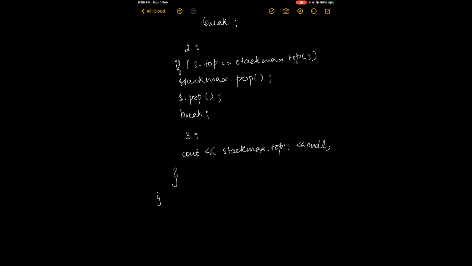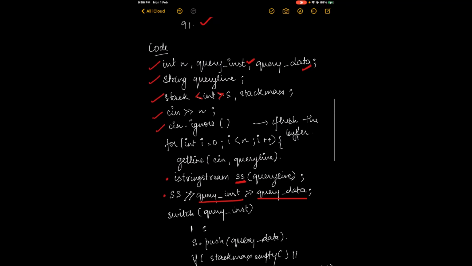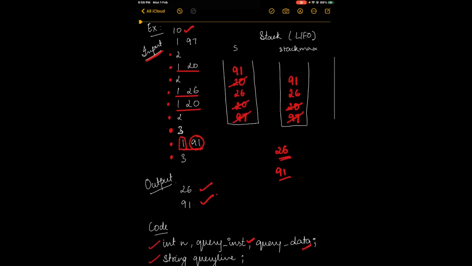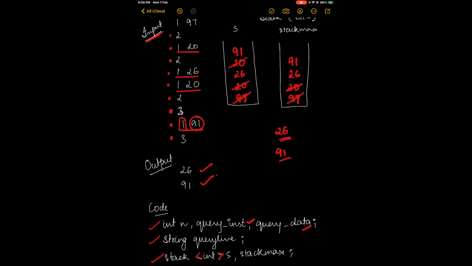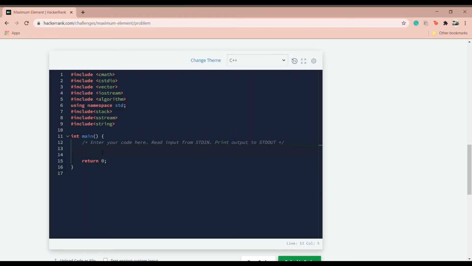Now the third case is when it is 3, that is when we have to print the maximum value. So we will just see out the topmost element of stack max, as we did diagrammatically here. So I hope this was clear, and let's now code the solution.